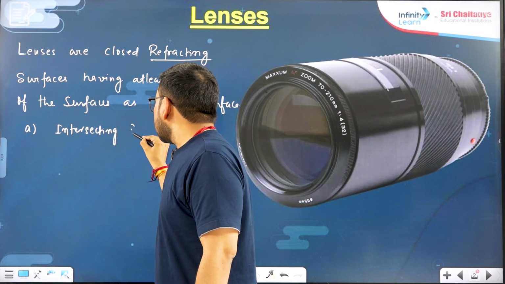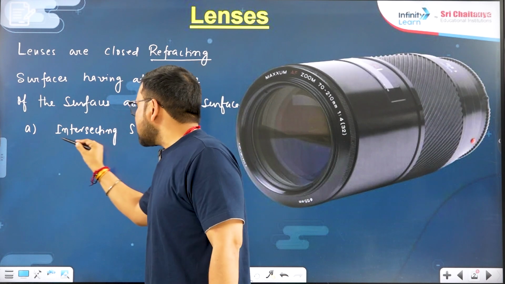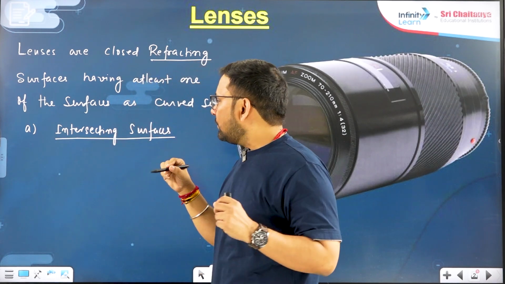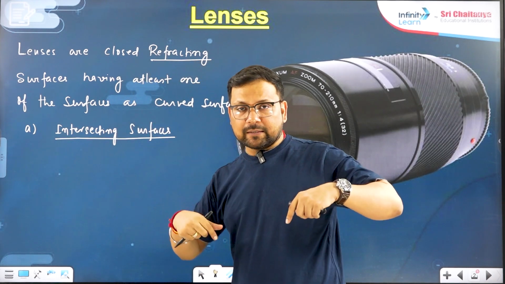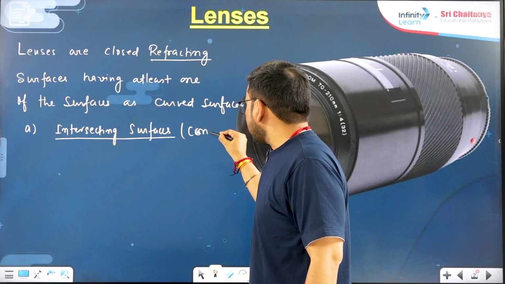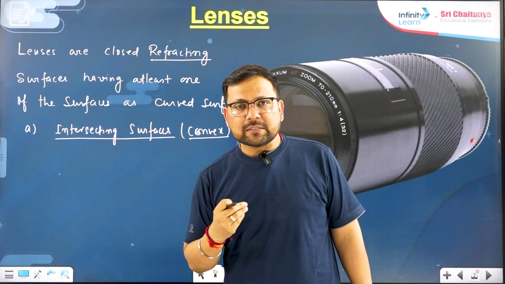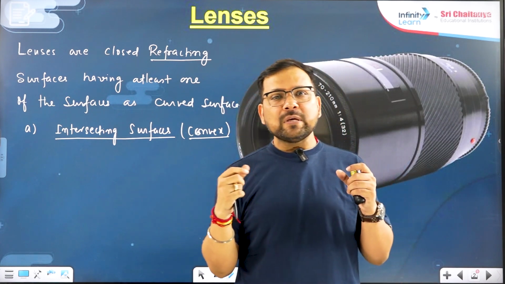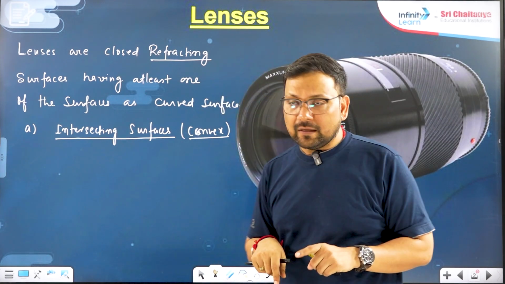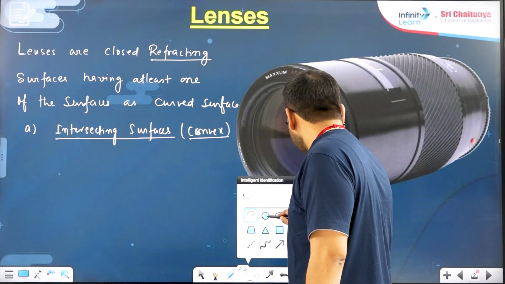Intersecting surfaces. These kinds of lens where two surfaces are intersecting, you can also call it a convex lens. So when you say convex, what we mean is that two intersecting surfaces are there. How are the intersecting surfaces there? We will have a look, we will try to understand.